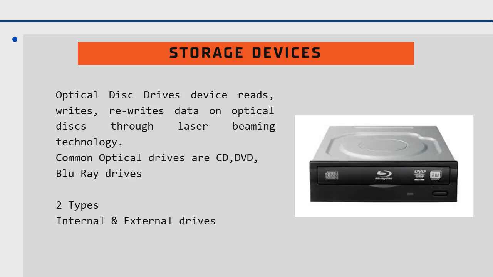An optical disk drive is a device that can read, write and rewrite data on optical disks like CDs, DVDs and Blu-rays using laser technology. There are two types of drives, internal, which are built inside the computer, and external, which can be connected from outside. Optical drives are used to access, store and transfer data on these disks.